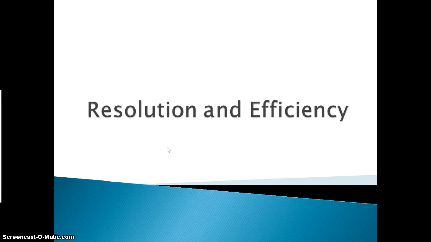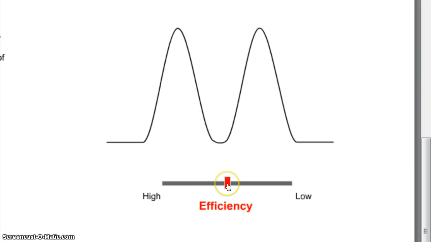So this is my SDL for week 5, which is on resolution and efficiency. Basically, I'm just going to give a brief overview of what efficiency is. The efficiency of a chromatographic peak is a measure of the dispersion of the analyte band as it travels through the HPLC system and column.